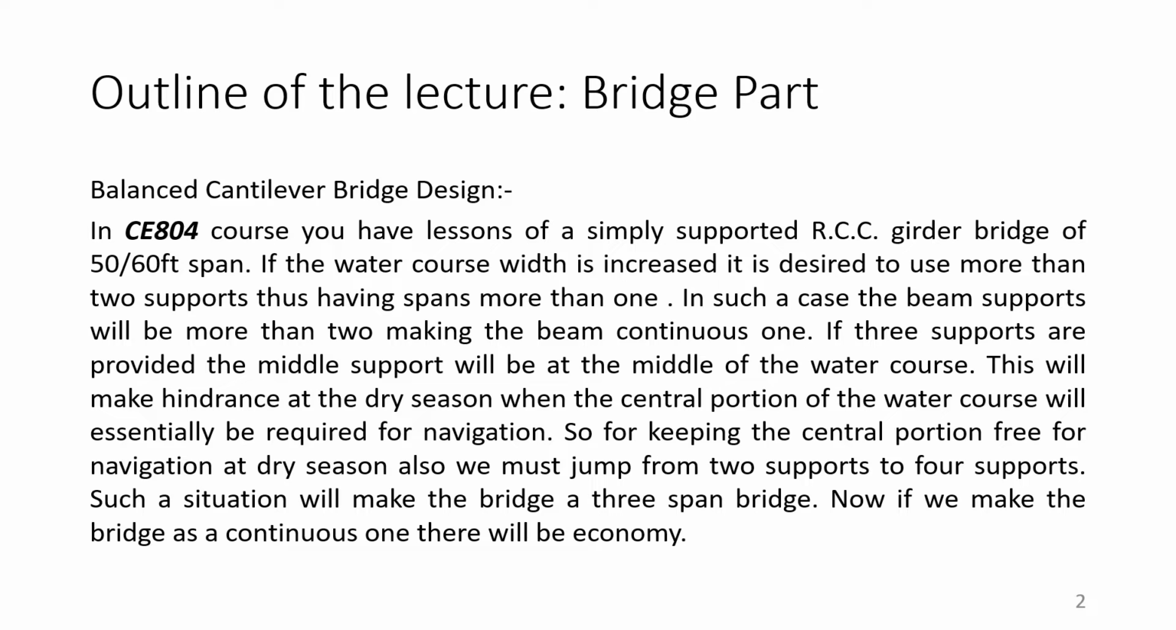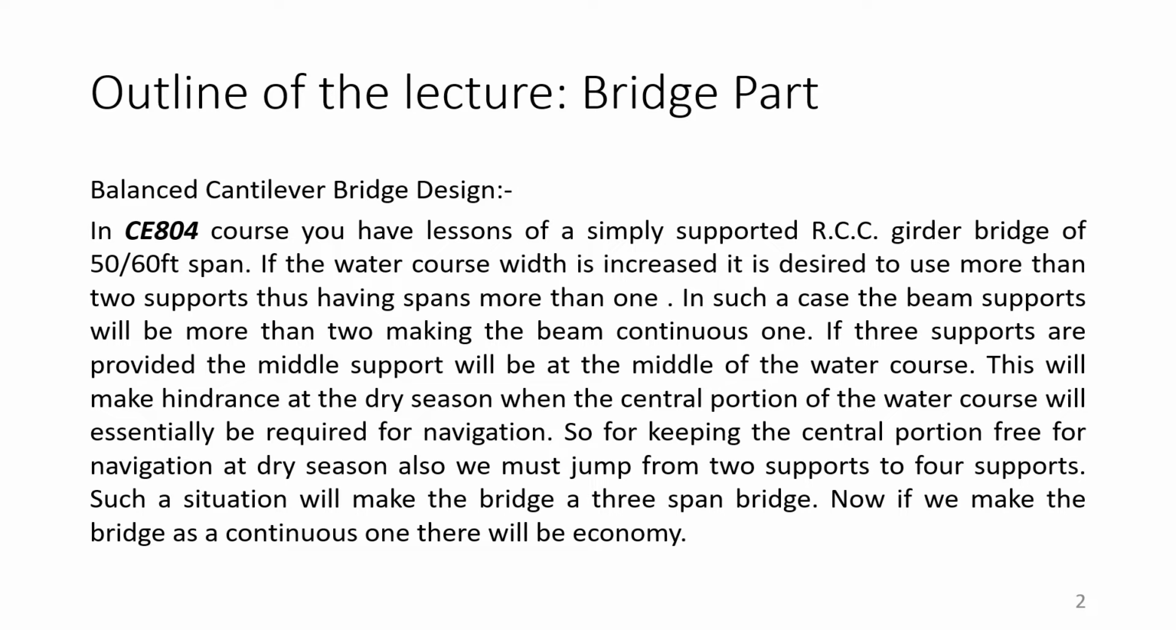If we use 3 supports and 2 spans, the middle support will be at the middle of the water course, and that is not a wise solution, because in the dry season the middle support will hinder navigation. That's why from 2 supports we will jump up to 4 supports, and in 4 supports we will have 3 spans, and the bridge will become a continuous beam bridge.